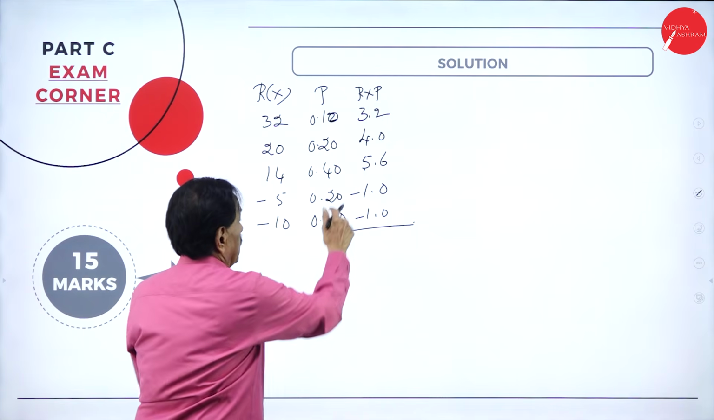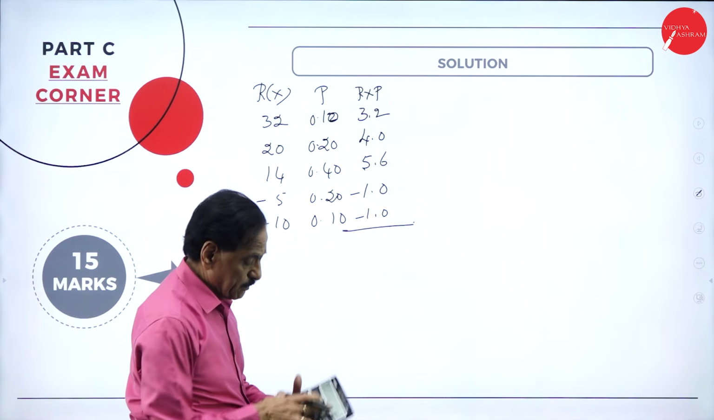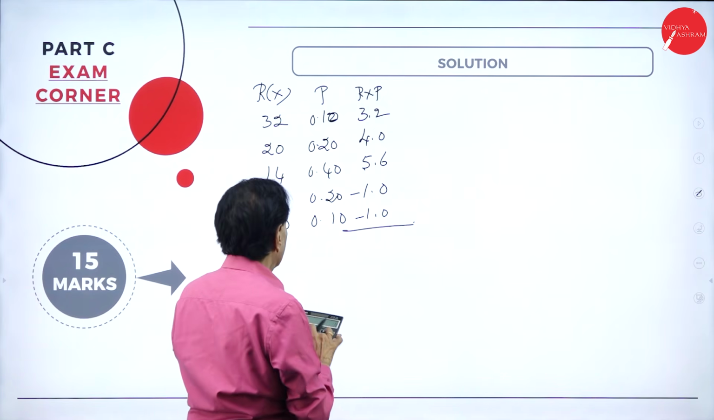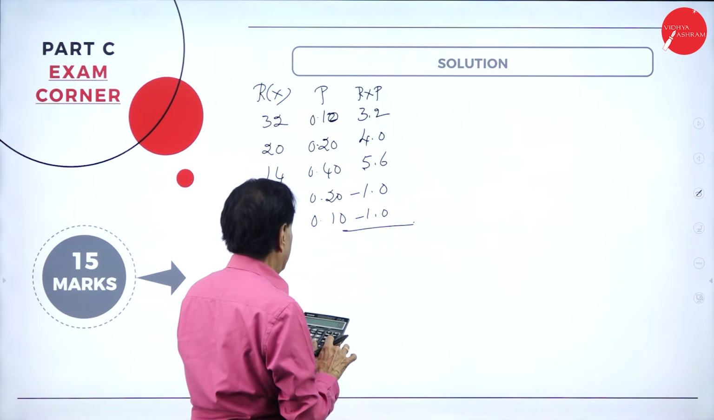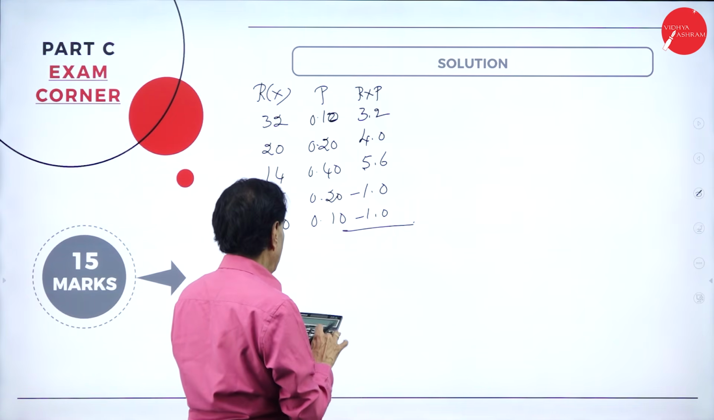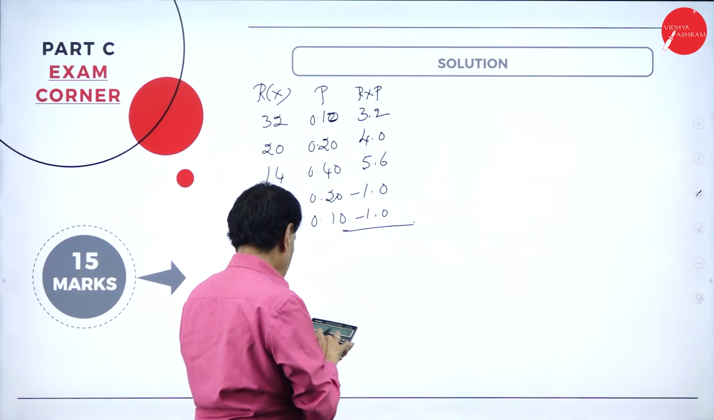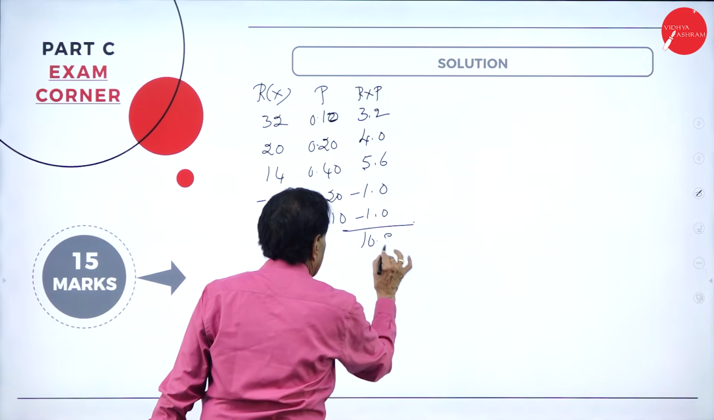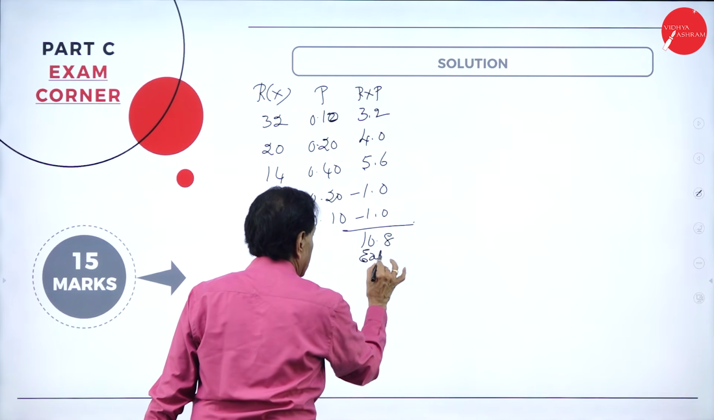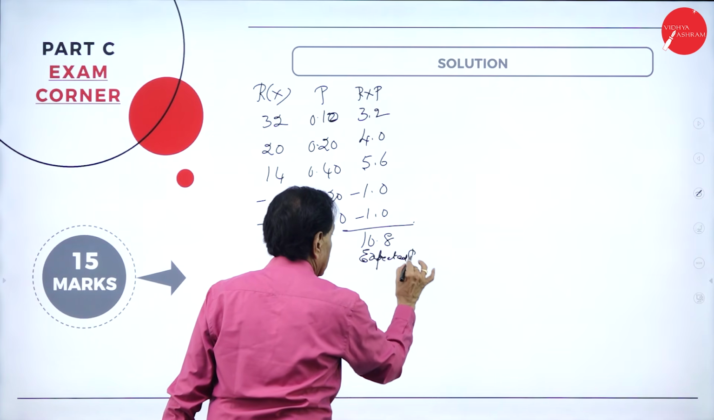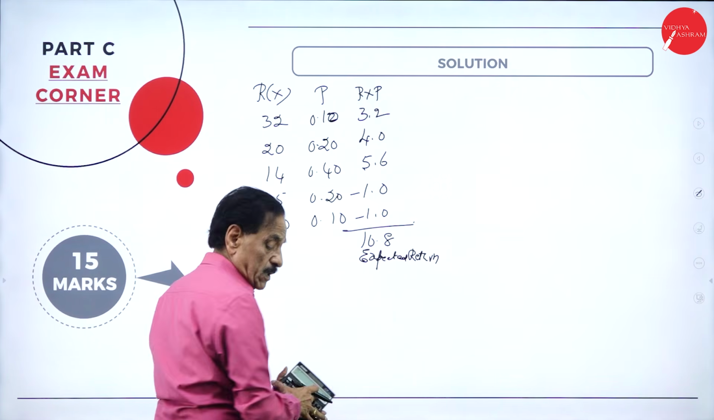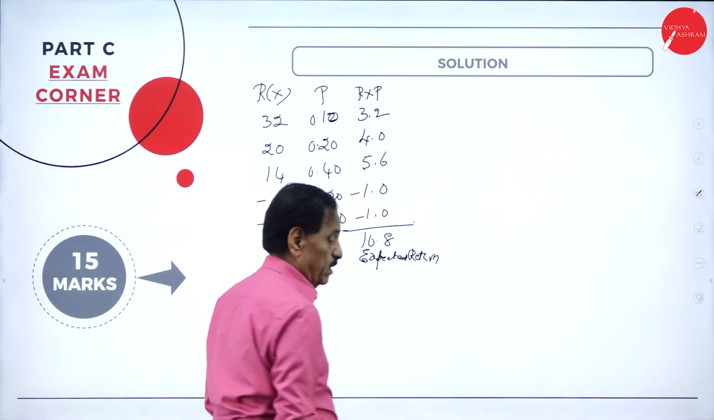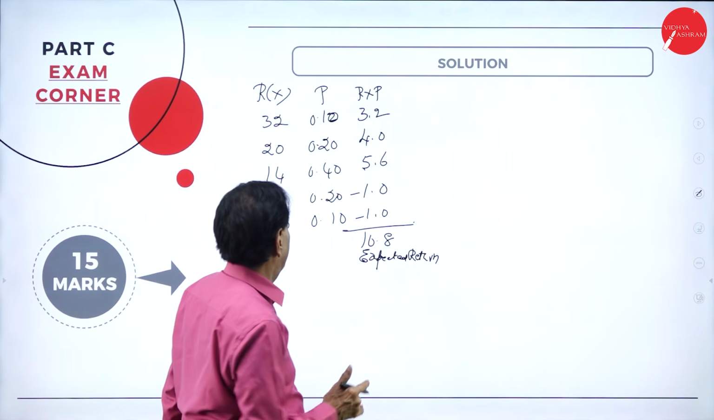Add the figures. These two are negative. So 3.2 plus 4 plus 5.6 minus 1 minus 1 is 10.8. This is the expected return. What questions do they ask? Expected return, standard deviation, covariance.